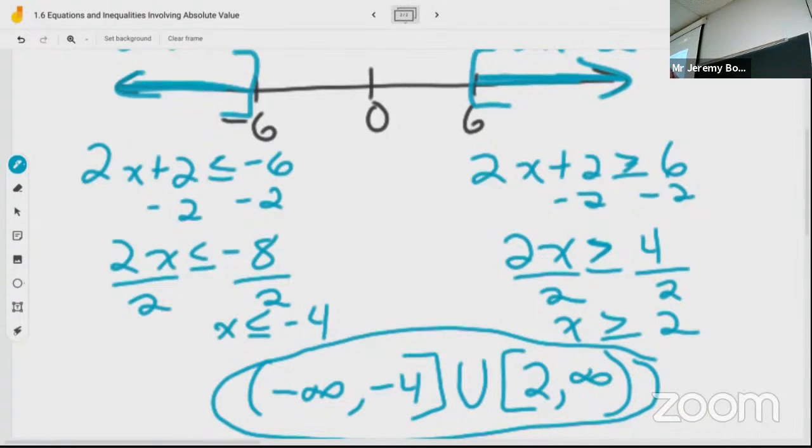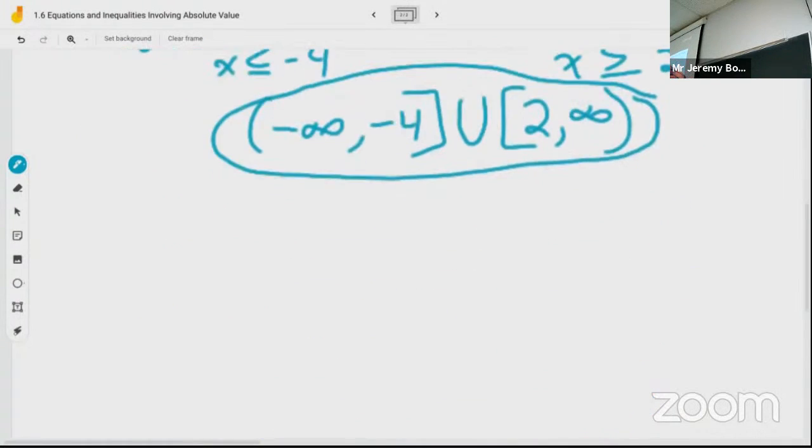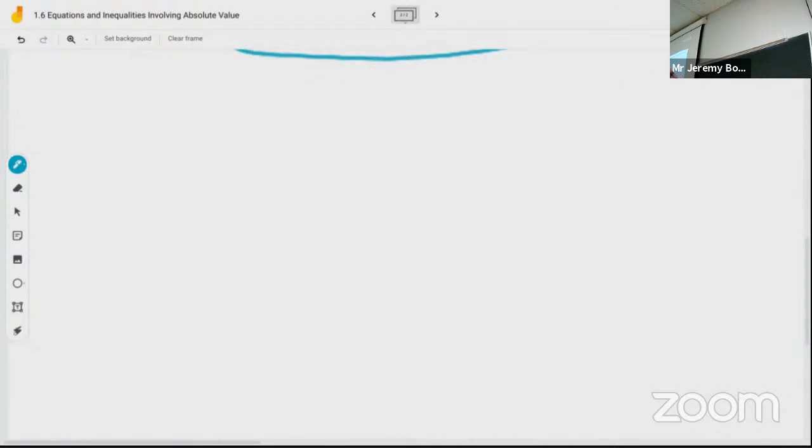All right, so we've got what, 8 minutes left? Let's talk about some interesting scenarios for this. What if I have the absolute value of 3x minus 1 is less than negative 1?